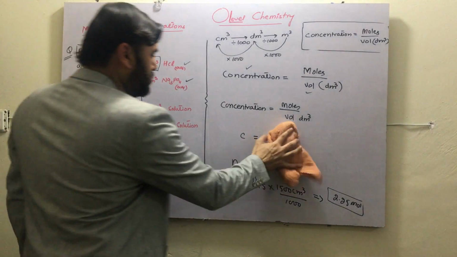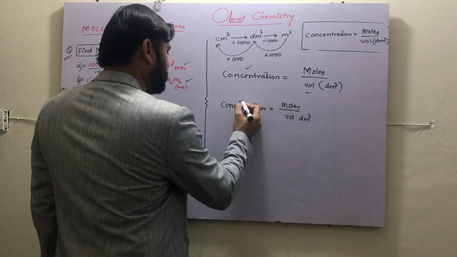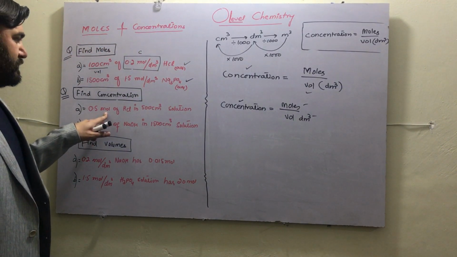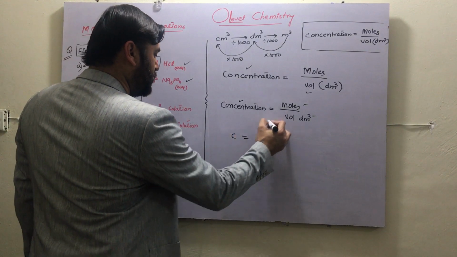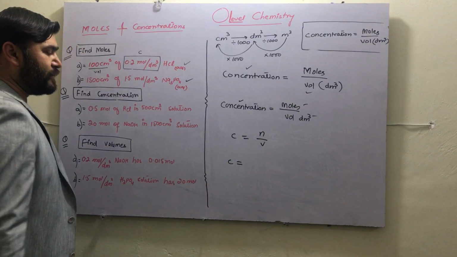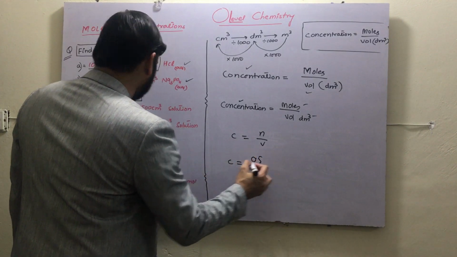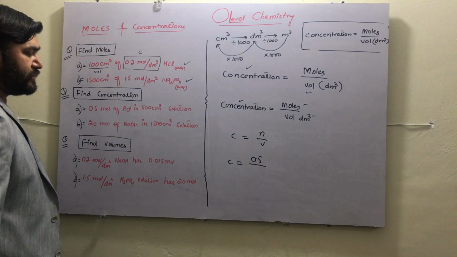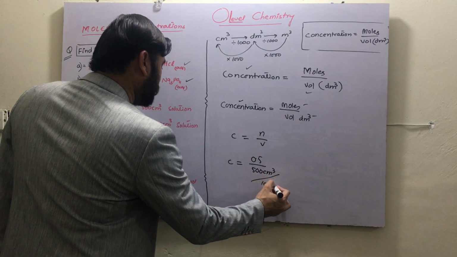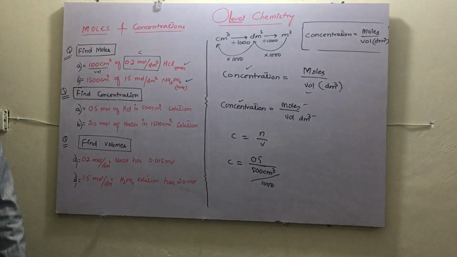Now see, these two things are already given, and you need to find this thing. Mole is given in the same formula. This is concentration, N is the mole, and V is the volume. So you need to find the concentration. N is given as 0.5, the number of moles, and the volume is given as 500 centimeter cube. So 500 centimeter cube will be divided by 1000, and 0.5 will be divided by that answer. So you will get the concentration.